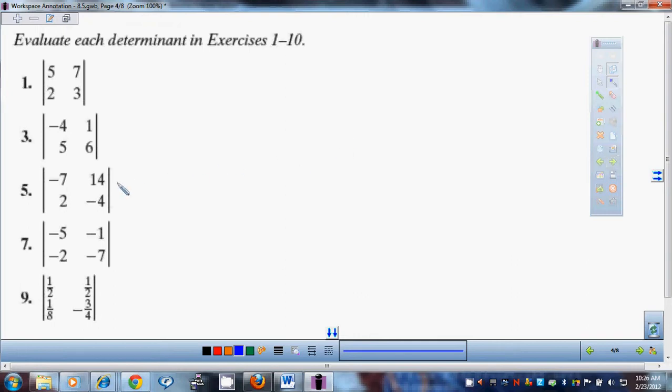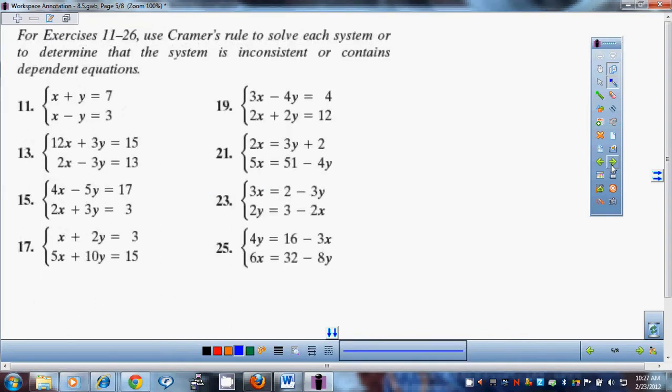Number 5, AD minus BC. Your determinant is 0. What does it mean when your determinant is 0? No inverse. Good. That's pretty much the entire point. Questions about this slide? All right. Skipping on ahead.